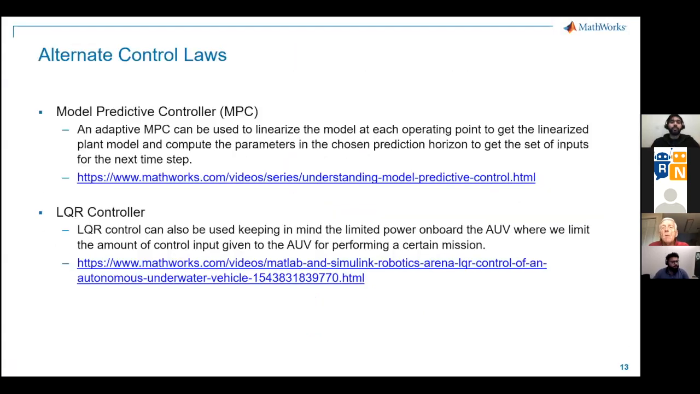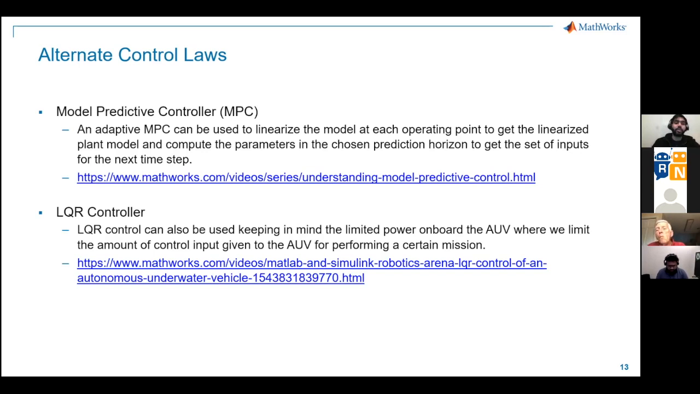So apart from PID, you can use other control laws like model predictive controller and LQR controller. Model predictive controller basically linearizes the model at each operating point and computes the control parameters accordingly. So you get a superior performance. But the problem with MPCs is that they are computationally very heavy, and it can drain your battery power fast.